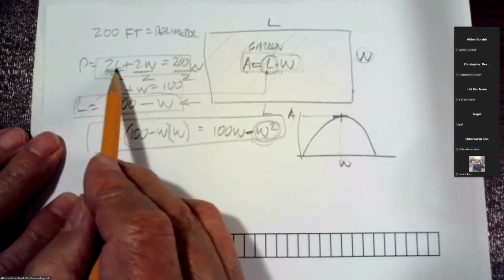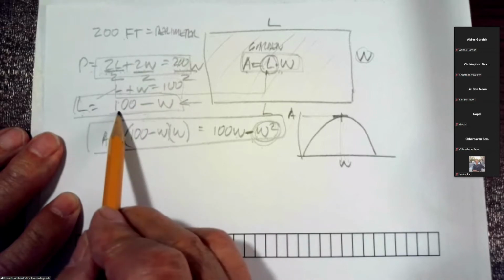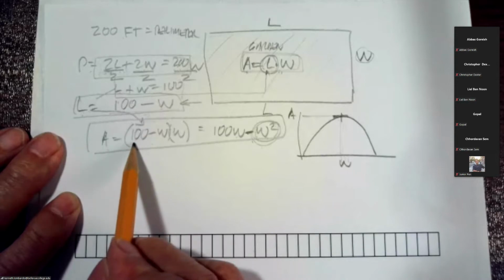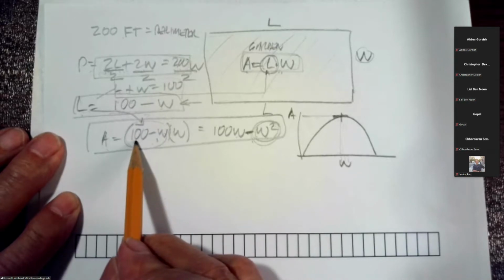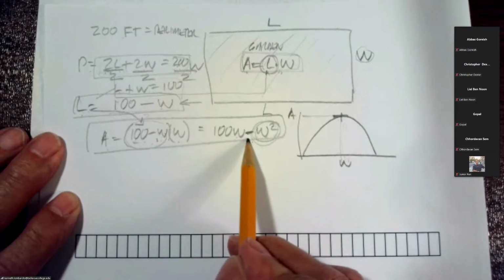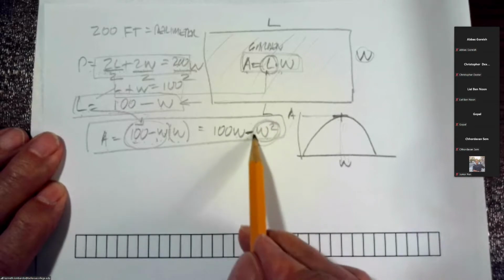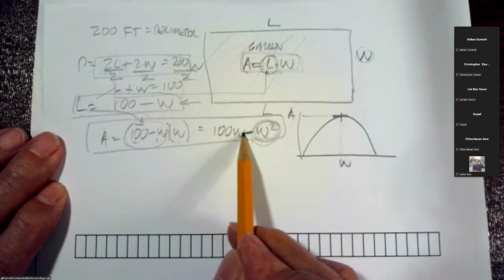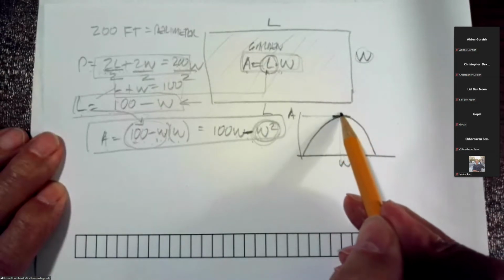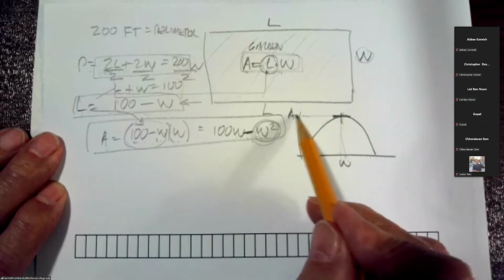We ended up at 2L plus 2W was 200. Solve this for L, and we got L was 100 minus W. Then we plug that L value in here, and 100 minus W, that quantity times W, gave us this quadratic, which is a parabola. This negative says it's opening downward, so it's going to have a max out here somewhere. And that max is going to tell us the maximum area.